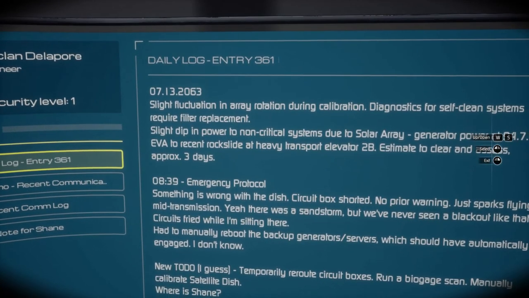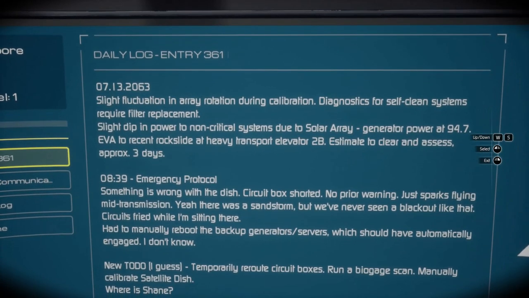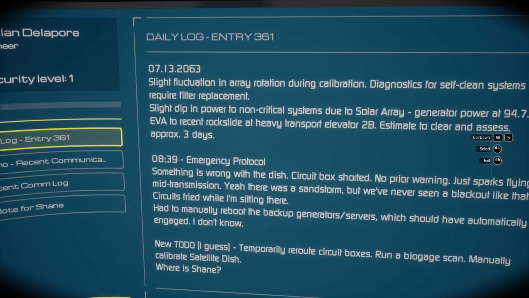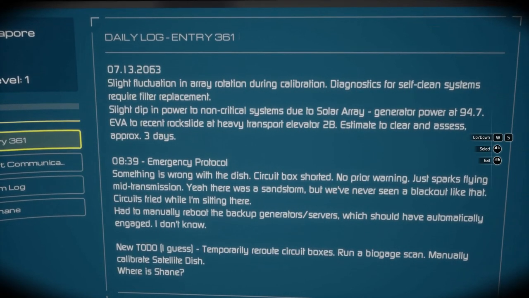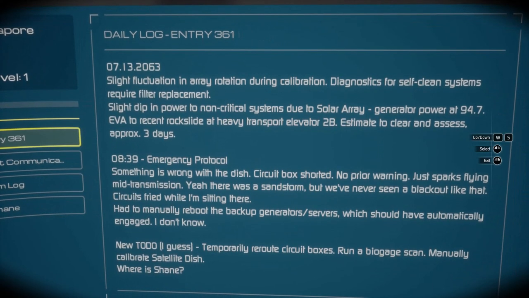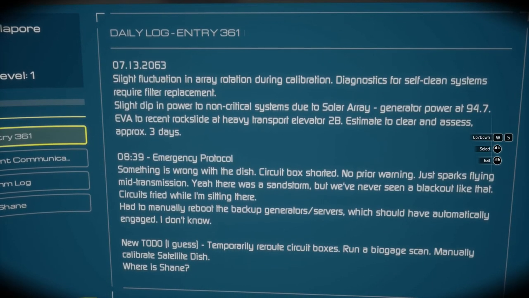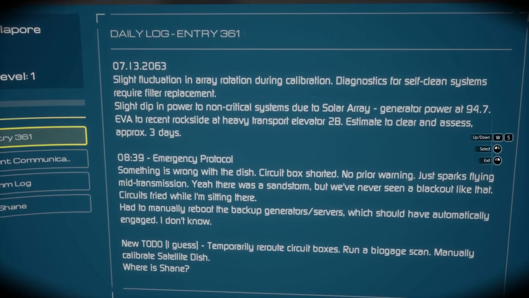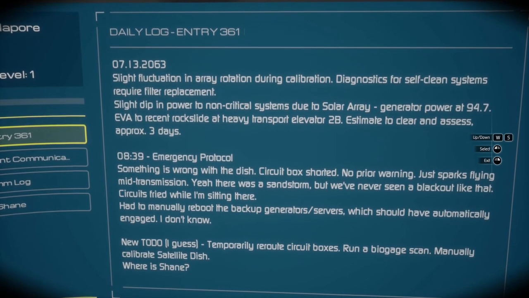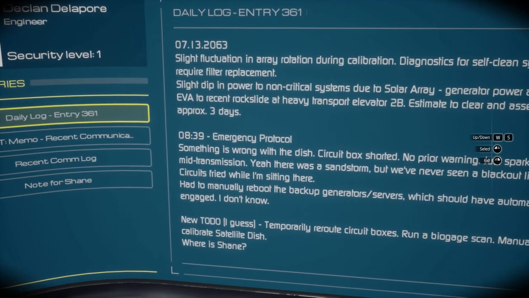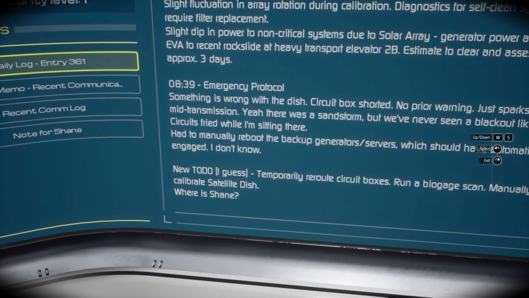Slight fluctuation in array rotation during calibration. Diagnostics for self-clean system require filter replacement. Slight dip in power to non-critical systems due to solar array power generator at 94%. EVA to recent rock slide at heavy transport elevator 2B. Estimate to clear and assess: approximate 3 days. Emergency protocol.